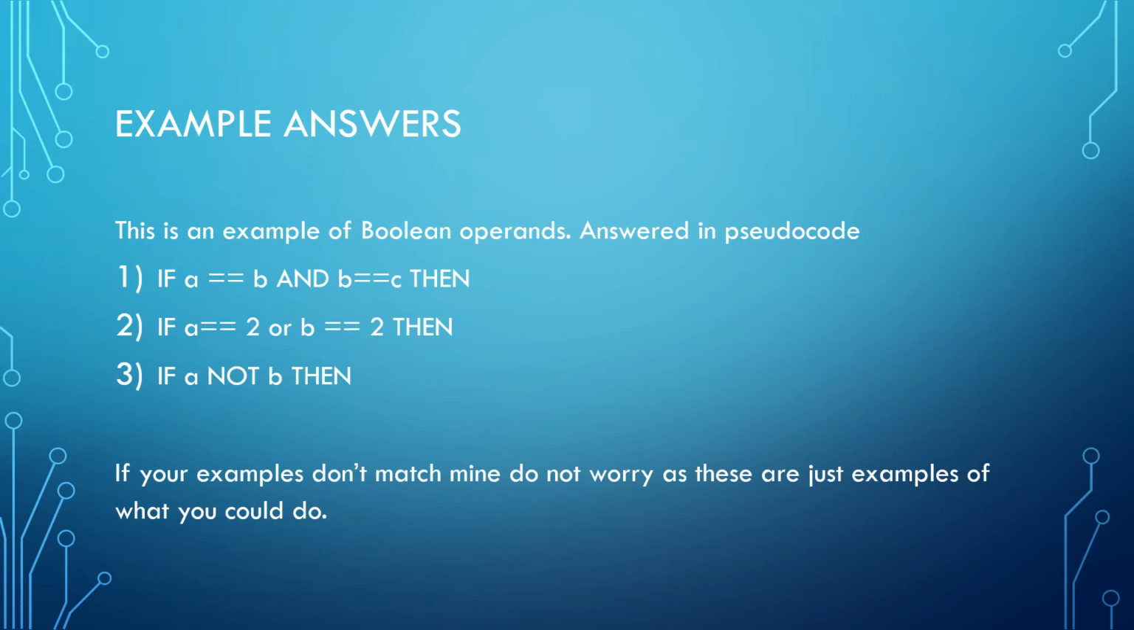These are some example answers. If A equals B and B equals C, then if A equals 2 or B equals 2, then the code would run. If A not B, then, and then whatever is under that would run. If your examples don't match what I've done, it doesn't matter because they're just examples of what you could do.